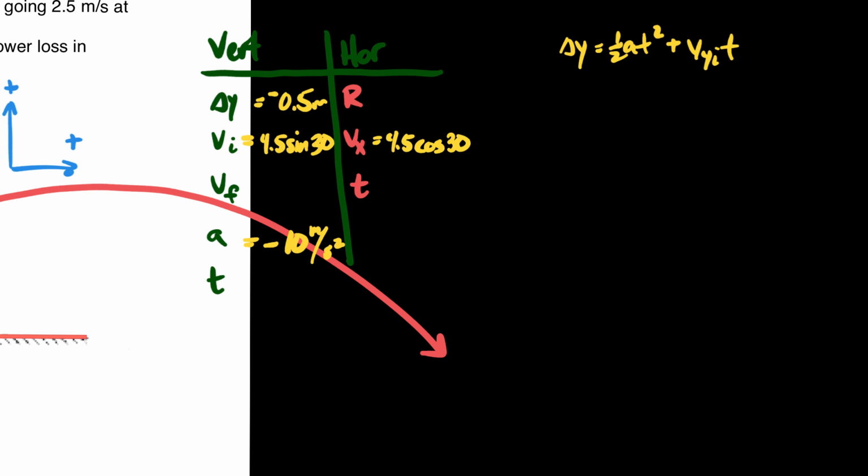Let's plug all the numbers in real quick and get a relationship. Delta y is negative 0.5. That's going to equal 1/2 times negative 10 t squared plus Vy initial, which is 4.5 times the sine of 30. So that's got to be 2.25 t.